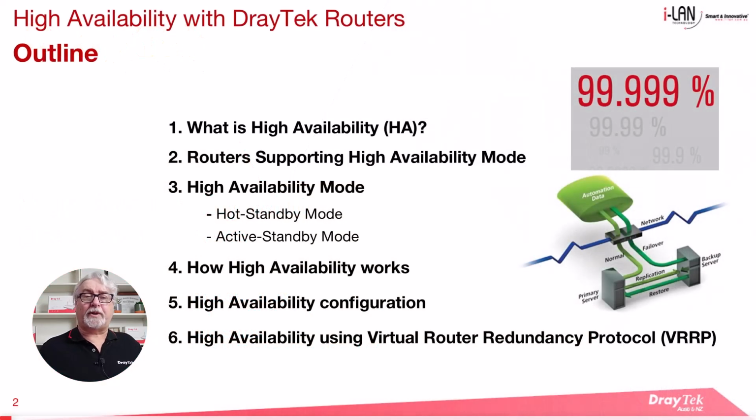Here's an outline of the topics I'll cover today. I'll start by explaining what is meant by the term high availability, which is often abbreviated to HA. Then I'll go through which routers support high availability, followed by the two different availability modes. I'll include some configuration examples and demonstrations to show you how it works along the way, and I'll finish up by going through the latest feature added to DrayTek routers, which is a new variation of high availability using Virtual Router Redundancy Protocol.